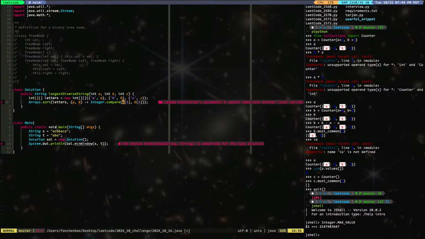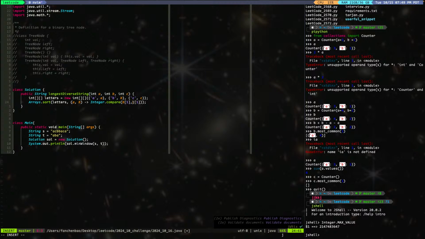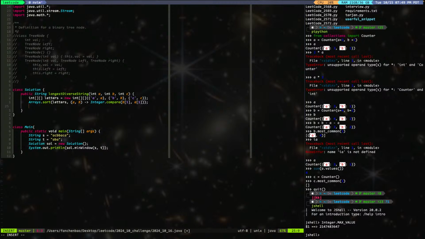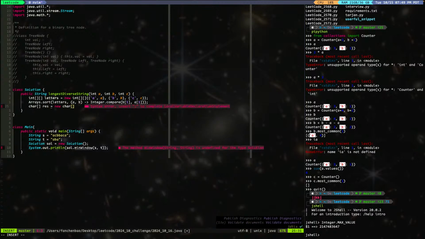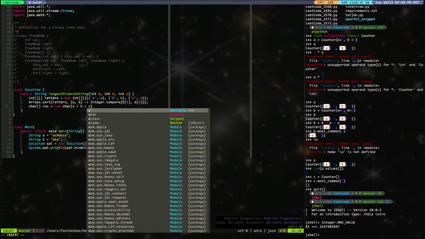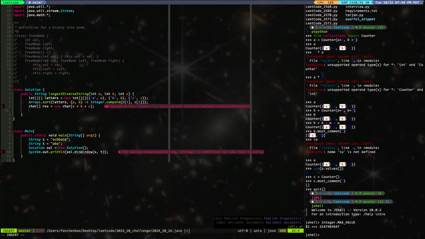I want it to be in reverse order, so I do this. Okay, so now I have the letters. So the first one, we can say char res = new char, a plus b plus c. All right, this is the maximum possible.